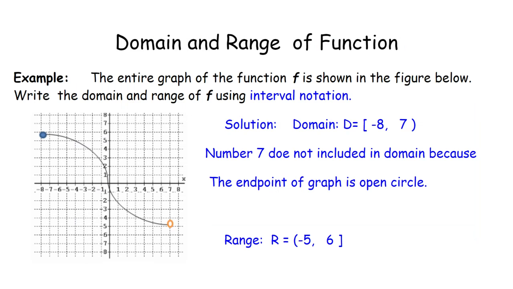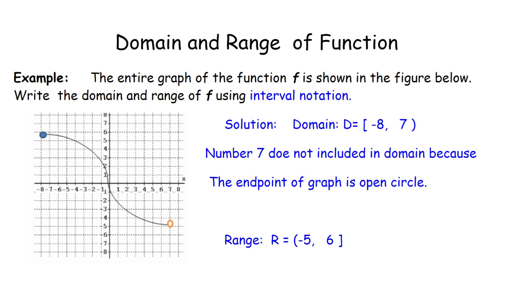Domain and range of a function. The entire graph of the function f is shown in the figure below. Write the domain and range of f using interval notation. Solution. The domain is the interval negative 8, 7, where negative 8 is included. For this reason, we use a bracket, and 7 is not included.